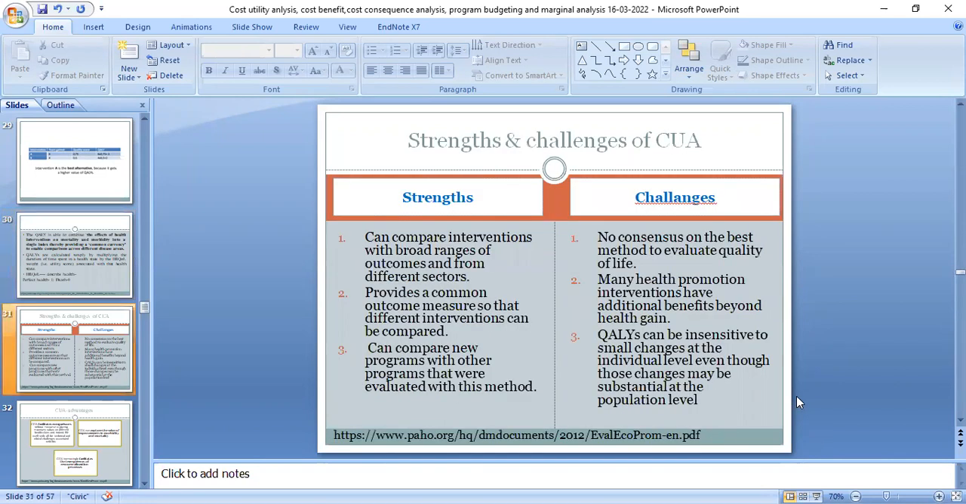Now, the strengths and challenges of cost utility analysis. The strengths are it can compare interventions with broad ranges of outcomes and from different sectors. It provides a common outcome measure so that different interventions can be compared. It can compare new programs with other programs that were evaluated with this method. The challenges of cost utility analysis are no consensus on the best method to evaluate the quality of life. Many health promotion interventions have additional benefits beyond health gain. Quality adjusted life years can be insensitive to small changes at the individual level, even though those changes may be substantial at the population level.